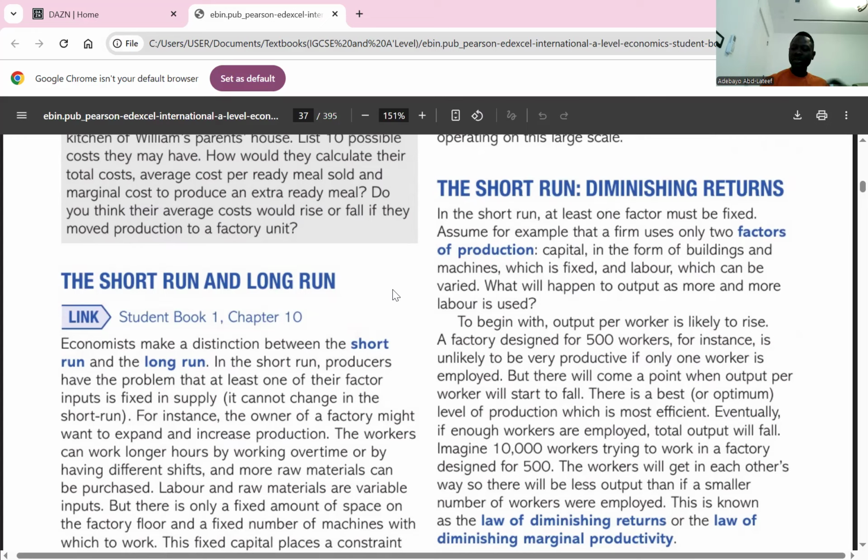Then we have the average product. The average product is what? The total output per unit of input. Total output per unit of input. So it is TP divided by input. Do you understand average product here?